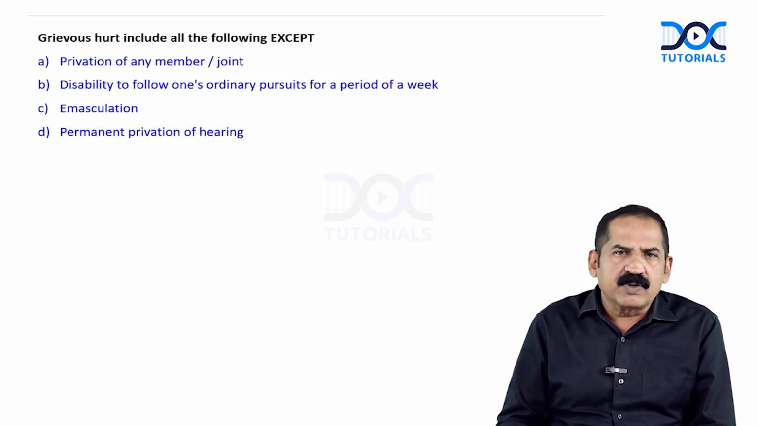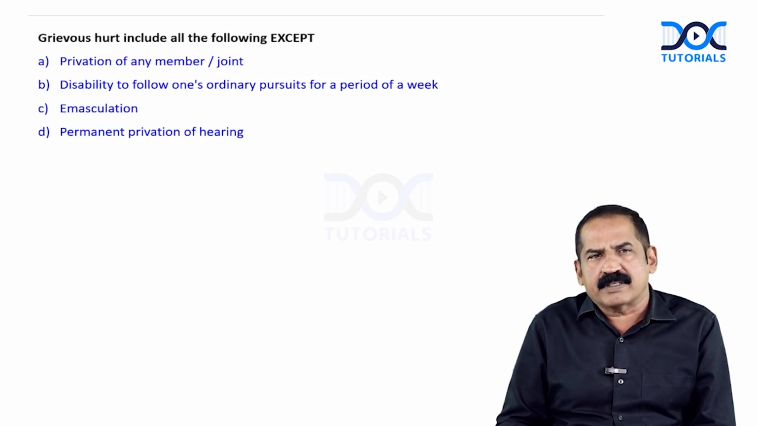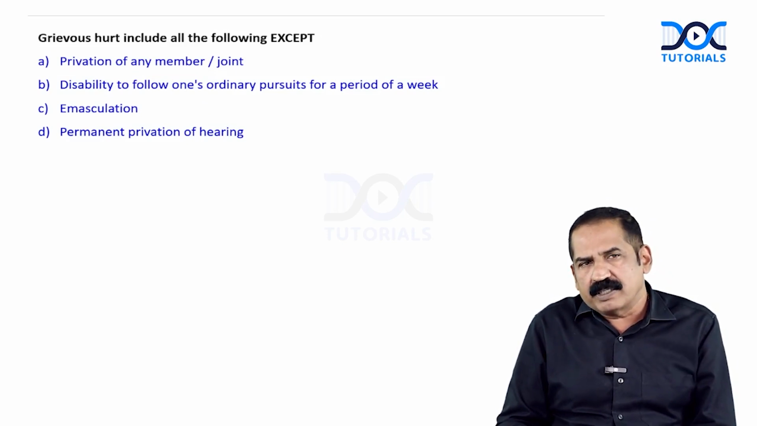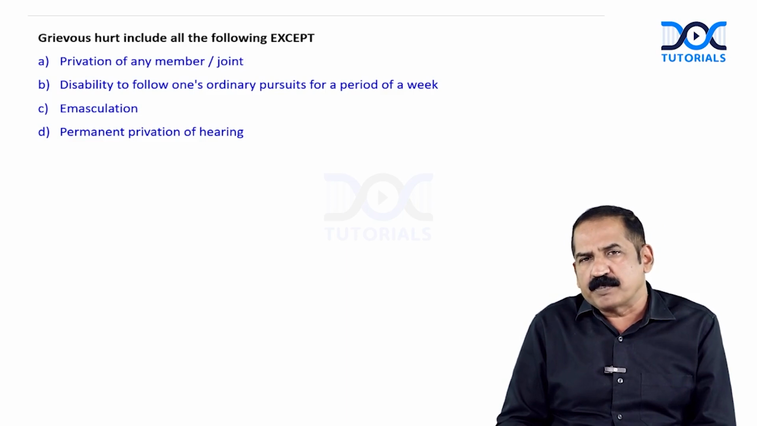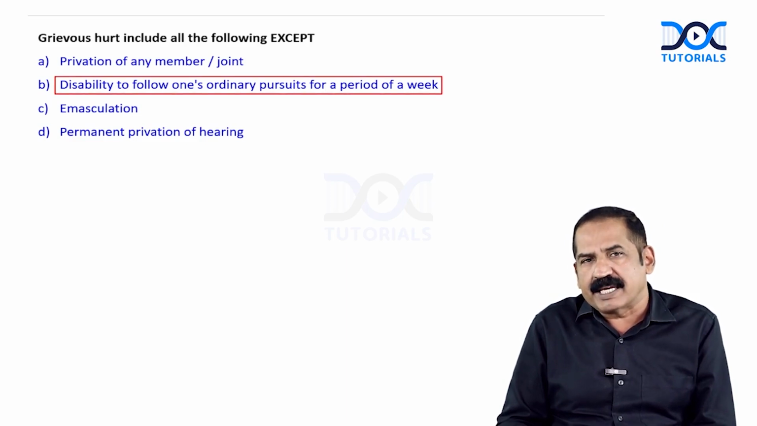Grievous hurt includes all the following except: privation of any member or joint is a grievous hurt. Disability to follow one's ordinary pursuit for a period of a week. Wrong. It should be 15 days. Emasculation and permanent privation of hearing, both are grievous hurt.